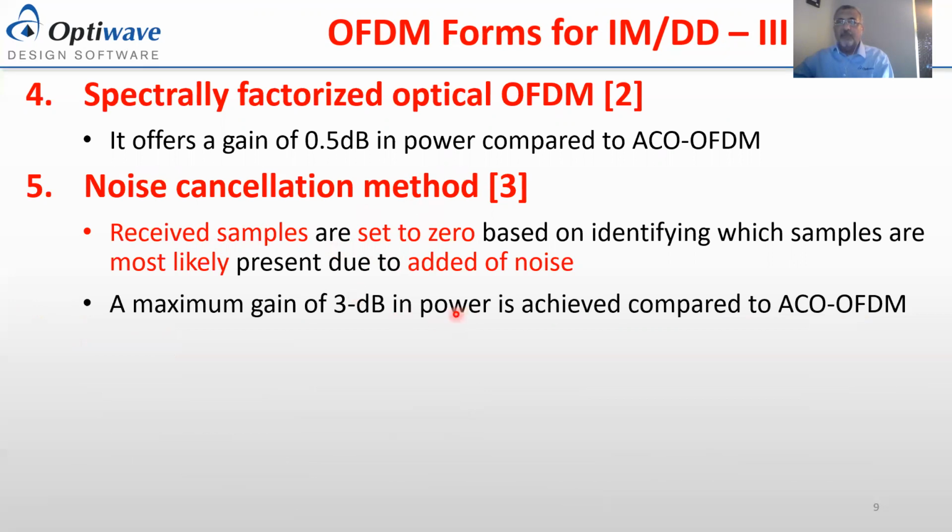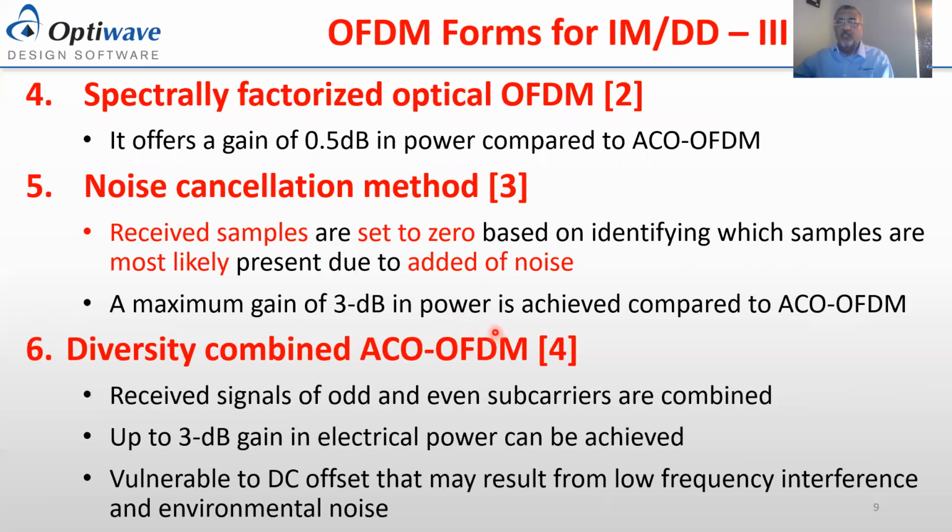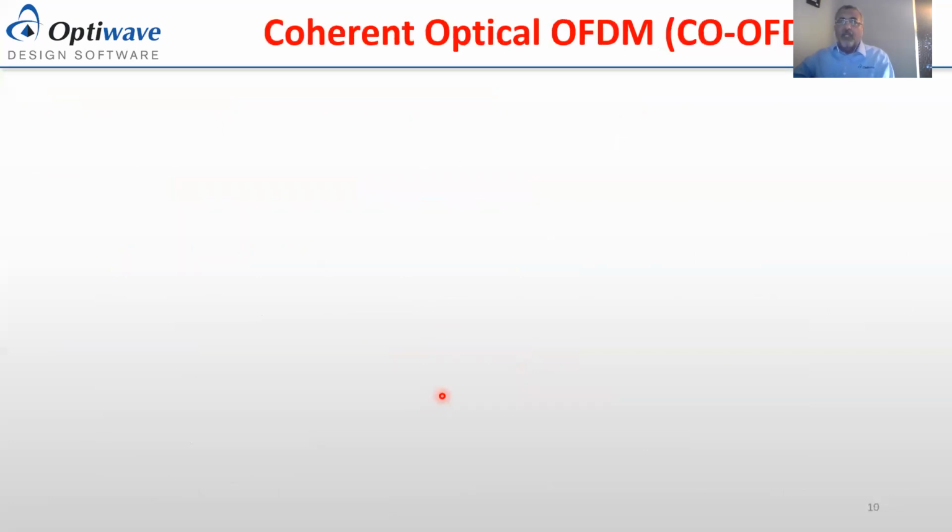And in this scheme, there is about 3 dB power achievement compared to the asymmetrically clipped optical OFDM. And then there's another scheme called diversity combined asymmetrical OFDM. Now, in all of these schemes, they're trying to improve the system performance and so on.